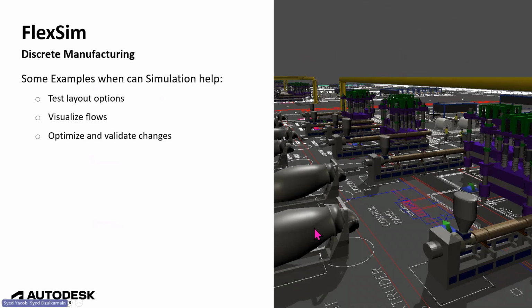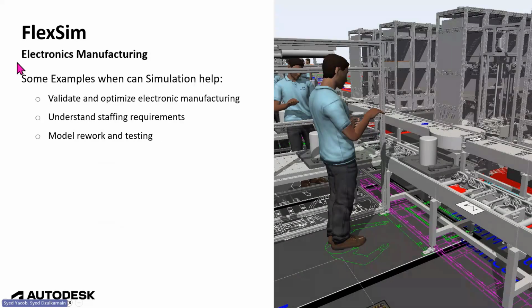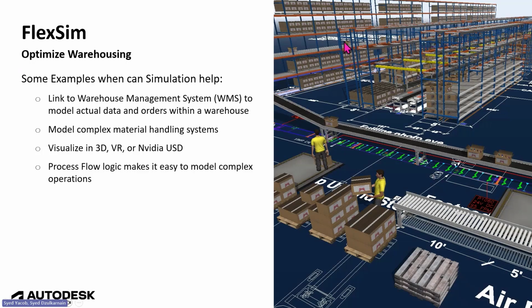So for discrete manufacturing, for example: test layout options, visualize flow, optimize, validate changes. For electronic manufacturing, more towards people, so you can understand staffing requirements and testing. For warehousing, you can see all this warehouse. Let's say you only have a 2D layout. You can use all these 3D model libraries. You can see all this conveyor and racking system, all from within FlexSim. You can use them, visualize and simulate the process.